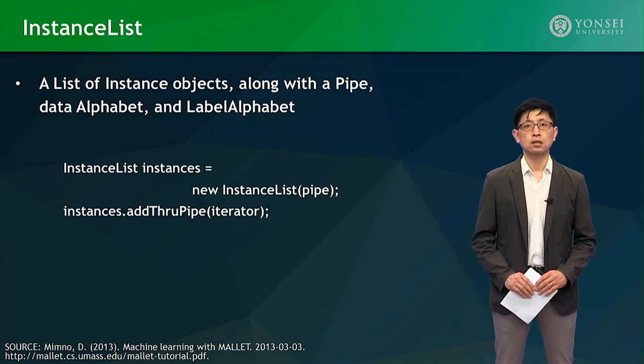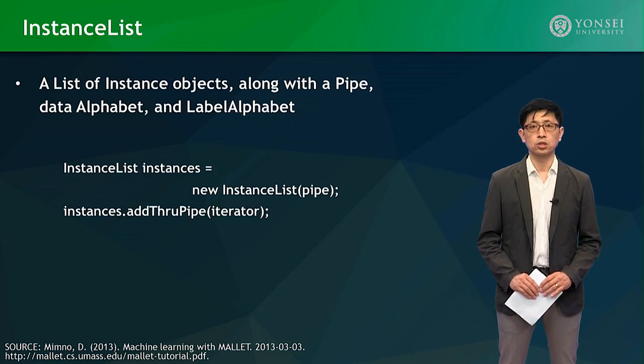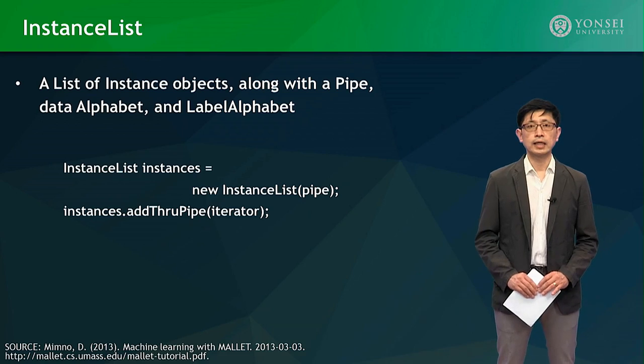Instance list contains Mallet instances, which are typically used for training and testing of machine learning algorithms, including topic modeling. The instance list class is instantiated by taking one argument called a pipe object, which I will explain in the next slide. All the instances in Mallet must be passed through the same sequence of pipes and hence share the same data and target alphabets.